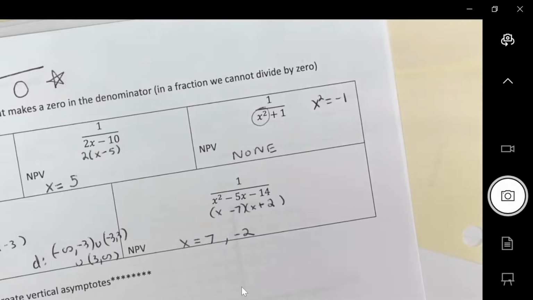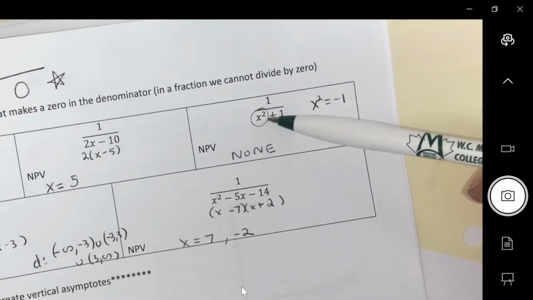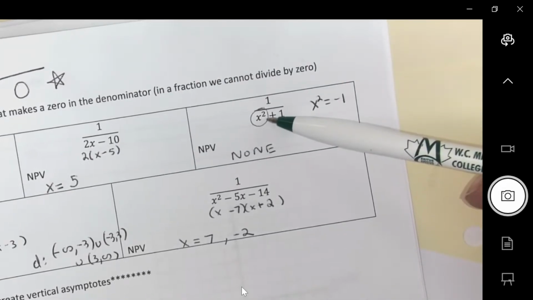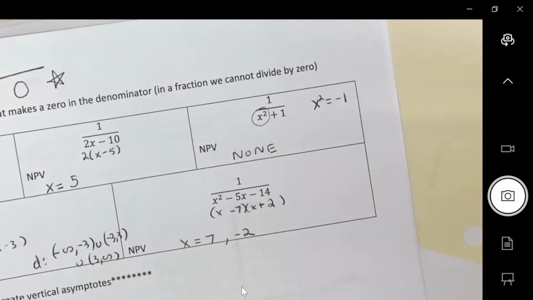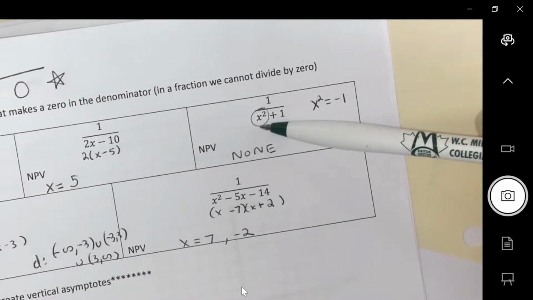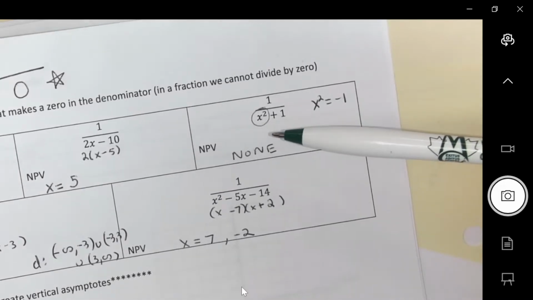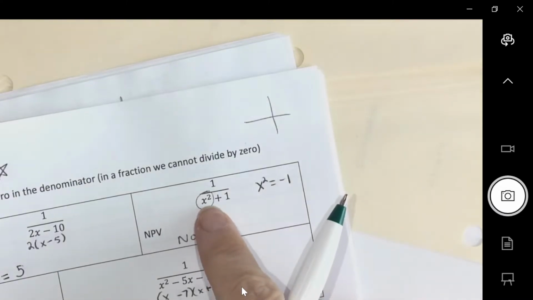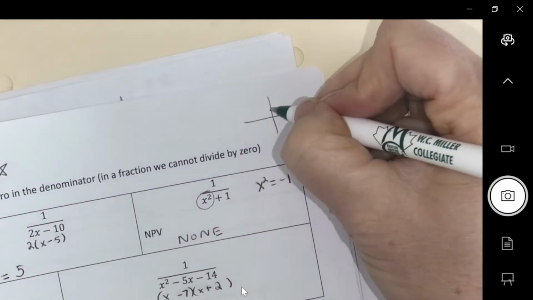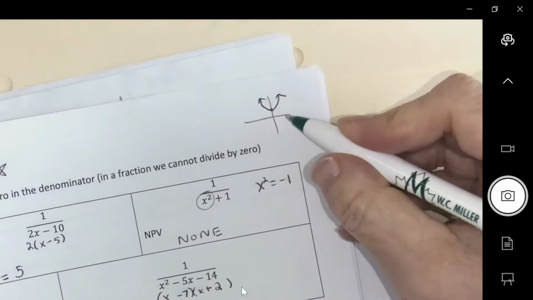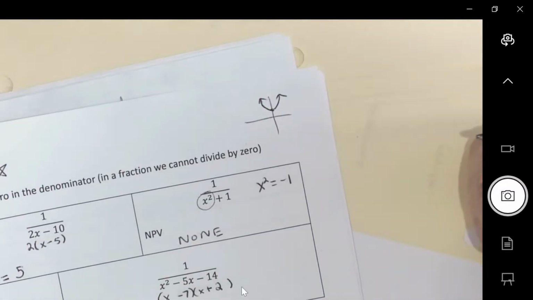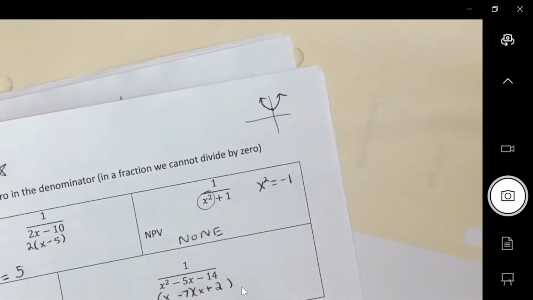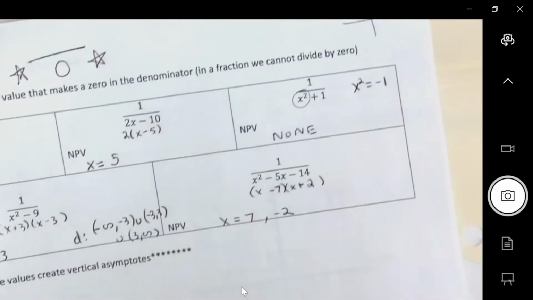Let's throw in some random numbers. -10. -10 squared is 100 plus 1. Good, right? Also, you can make some connections physically. If I was to ever graph X squared plus 1, do you understand that that's what it would look like? It's never, ever, ever, ever 0. Don't have a problem. Okay.